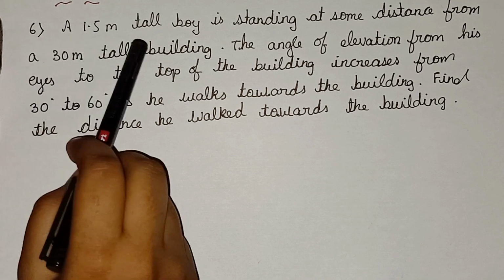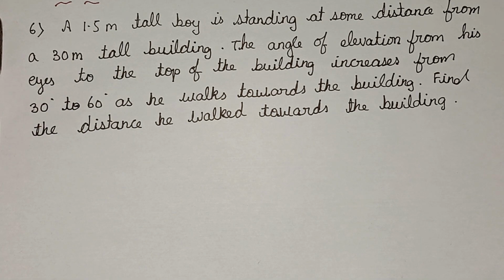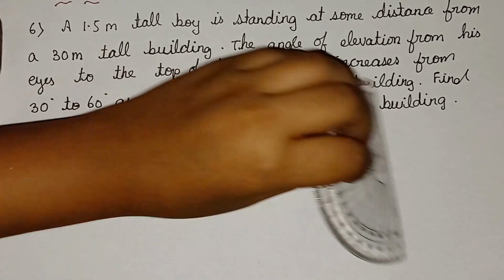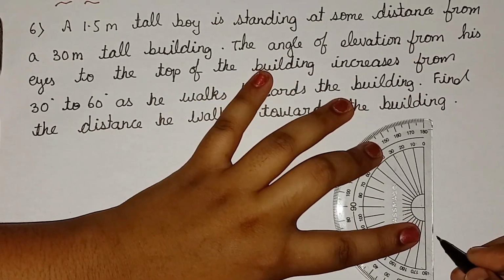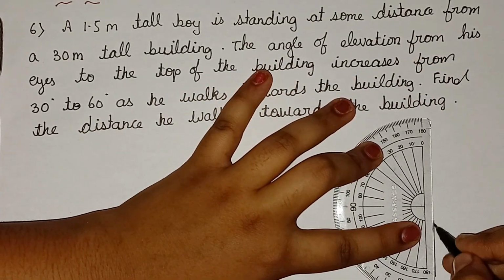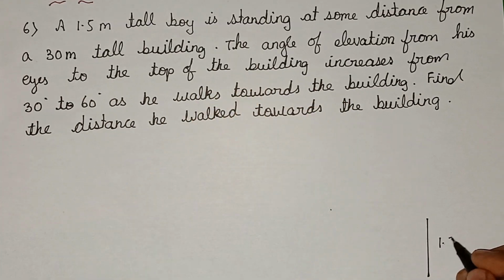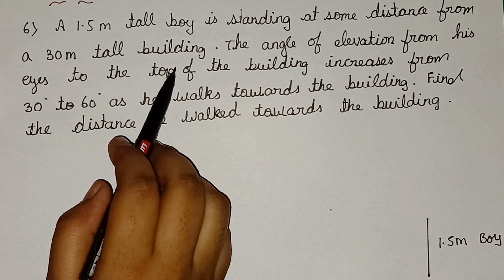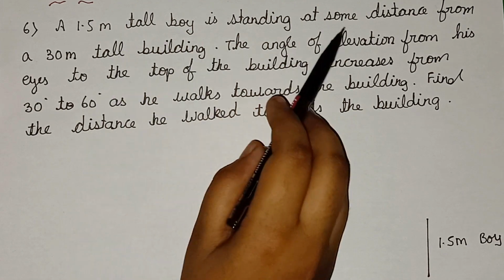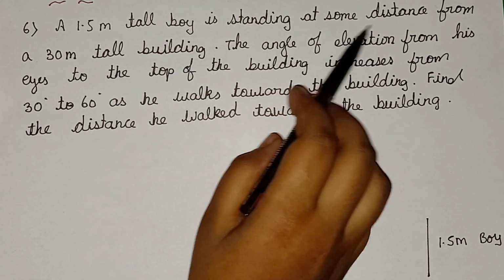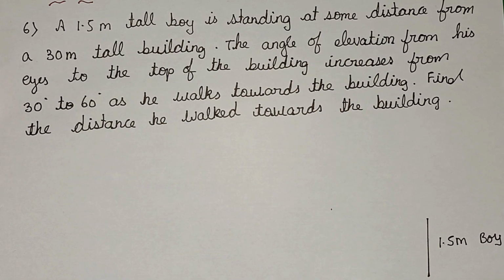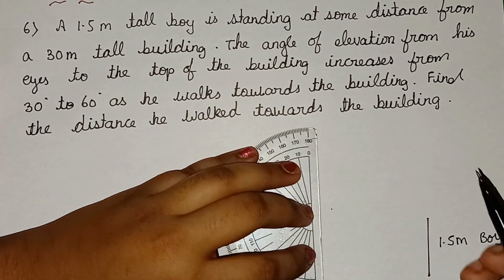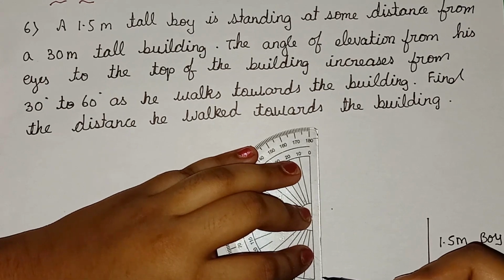So there is a 1.5 meter tall boy. Now let us draw that. So here there is a boy, 1.5 meter. This is a boy, okay. He is standing at some distance from a 30 meter tall building. So the boy is standing at some distance from a 30 meter tall building. That means if the boy is here, the building is somewhere here.